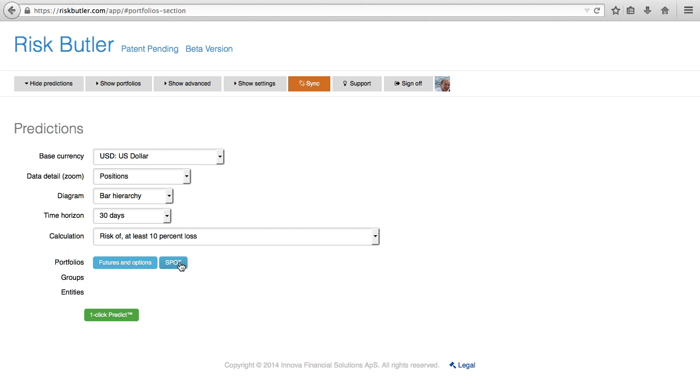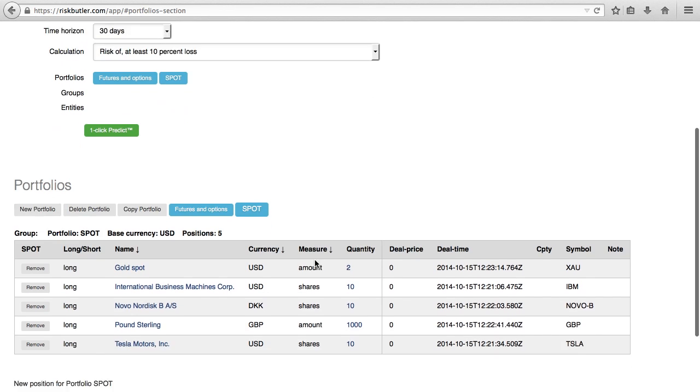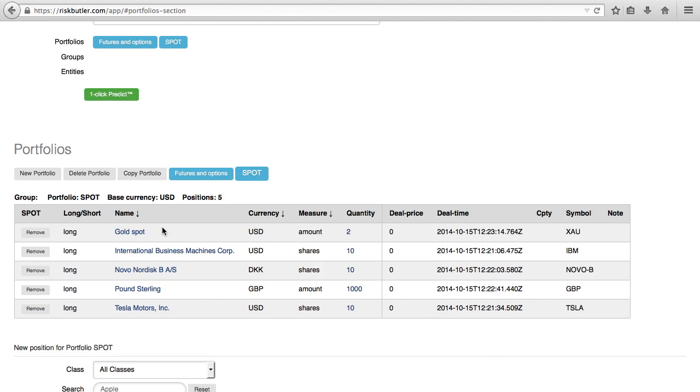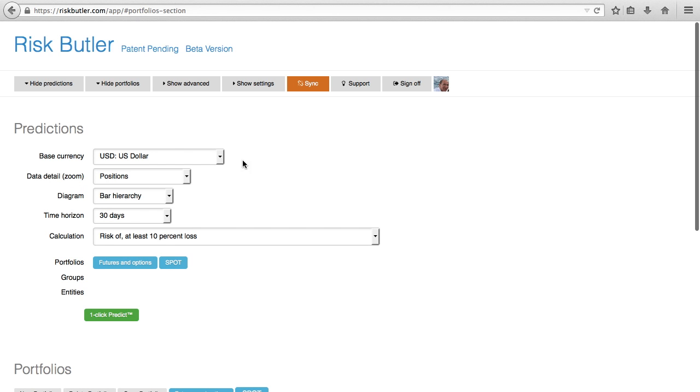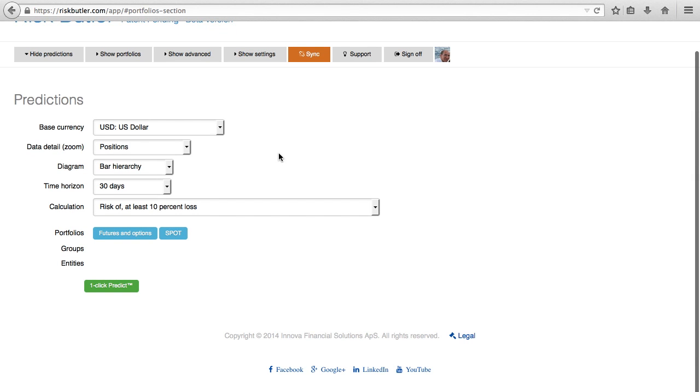We established a spot portfolio and a futures portfolio, and today we will look at how we can utilize the spot portfolio in this prediction section. The spot portfolio consists of these 5 positions, and we have a position of £1,000. We have 2 ounces of gold. We have 10 shares in IBM, 10 shares in Tesla, and 10 shares in Novo Nordisk. We can close this section now and focus on the prediction section here.